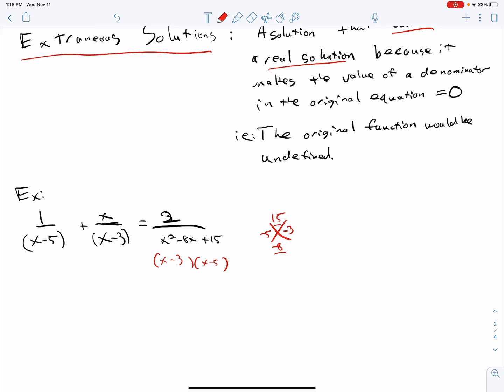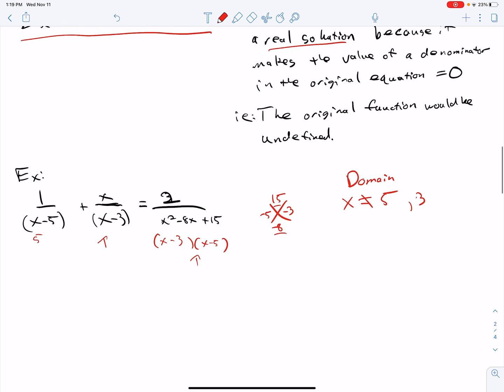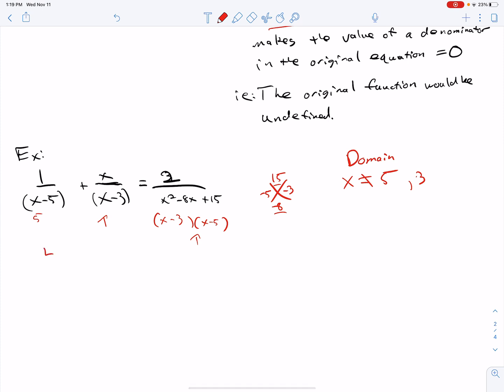So looking at that, we already know what our domain is. Our domain is that x cannot equal 5, because 5 in that first one would be 5 minus 5, and that would make that undefined. It also can't equal 3, because in that case, that would make the second element undefined. And either one of them would make the third part undefined. So we know our domain says that x cannot equal 5 or 3. So now we've figured out our least common denominator, right? It's x minus 3 times x minus 5.